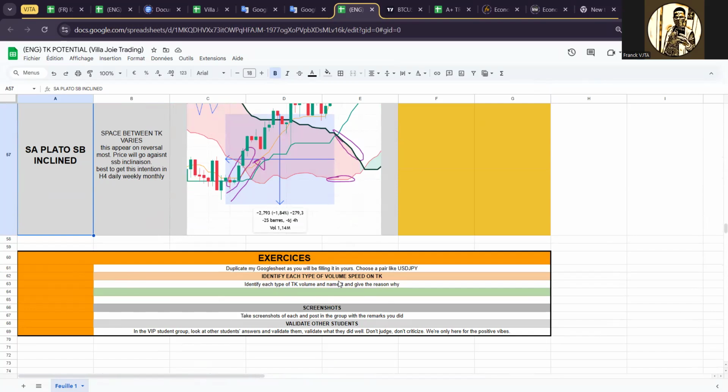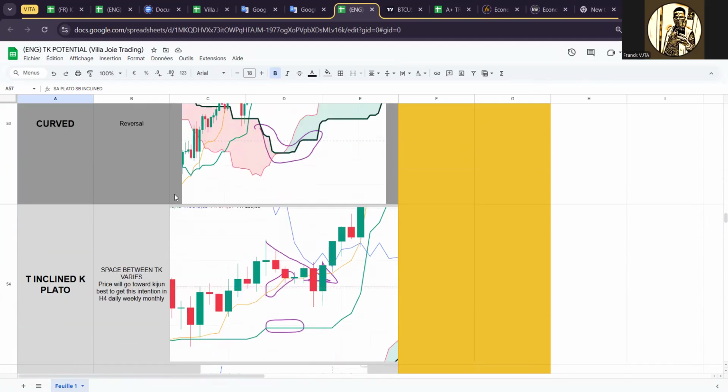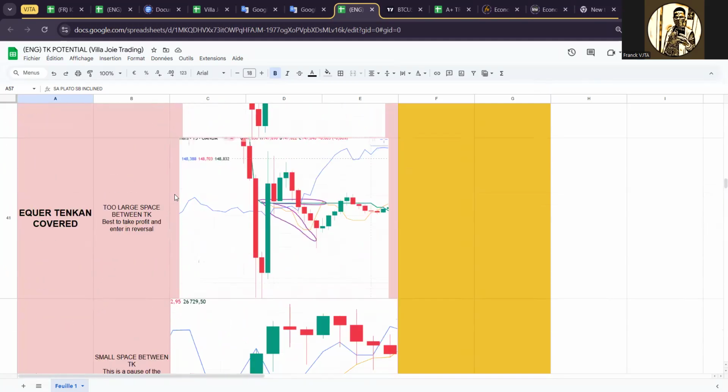I want you to duplicate this Google sheet and then identify each type of speed volume and name it and give the reason why you name it. When I say each type, you need to send in the group your screenshot of all of this speed volume type. Send it in the group. When I say each type, you need to identify it.